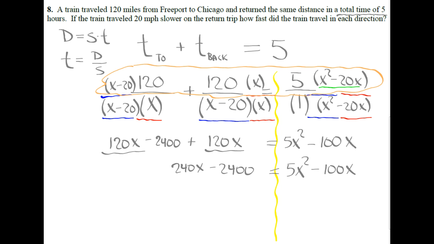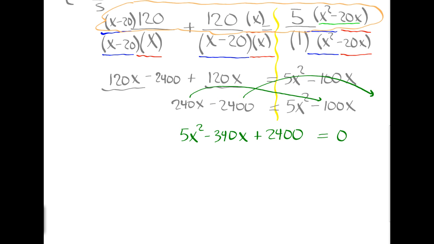Now I like to have my leading coefficient positive, and so therefore I'm going to move this 2400 over to the other side, and I'm going to also move this 240x over to the other side as well. So I'm going to rewrite this set equal to 0 with a positive leading coefficient. Okay, so in green I have my equation all cleaned up, and I'm going to factor to solve this if I can, and they're kind of big numbers, but I think it works out.